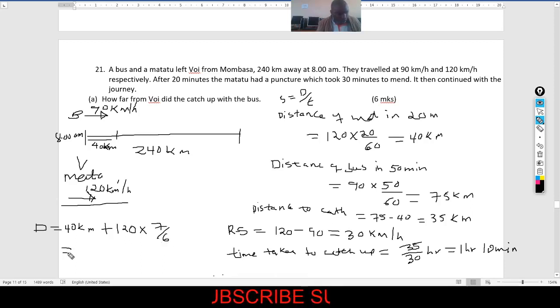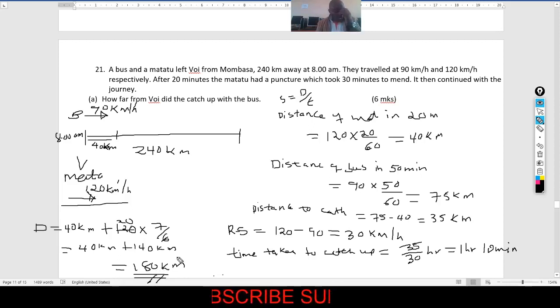So this gives you 140 kilometers. This 40 plus 140 kilometers gives you 180 kilometers. This is the distance from Voi where the matatu caught up with the bus: 180 kilometers from Voi. So that is how you are supposed to do it.